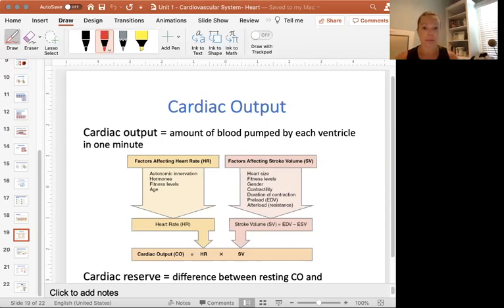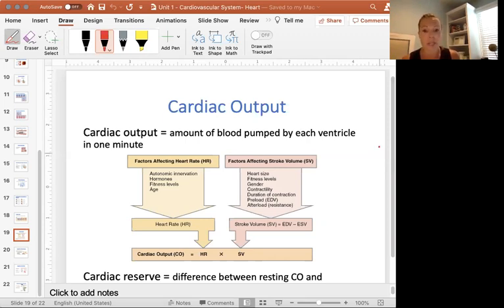The other thing that you'll need to know to figure out cardiac output is heart rate. And heart rate is the number of beats per minute. So it's the number of times that a ventricle contracts per minute. So you take those two numbers, heart rate and stroke volume, and multiply them together, and that will give you cardiac output.